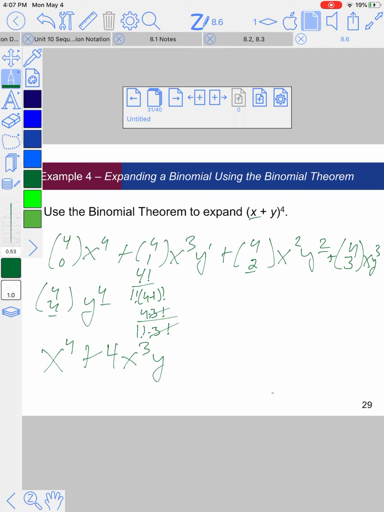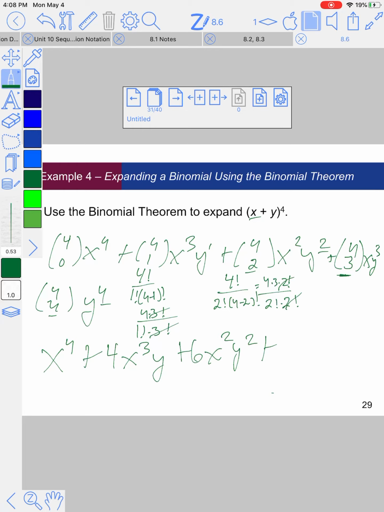4 choose 2, that's going to be 4 factorial over 2 factorial times 4 minus 2 factorial, which is really just going to be 4 times 3 times 2 factorial over 2 factorial times 2 factorial. So that will simplify. 2 is 2 times 1. 4 times 3 is 12. Divided by 2 is 6. x squared, y squared.